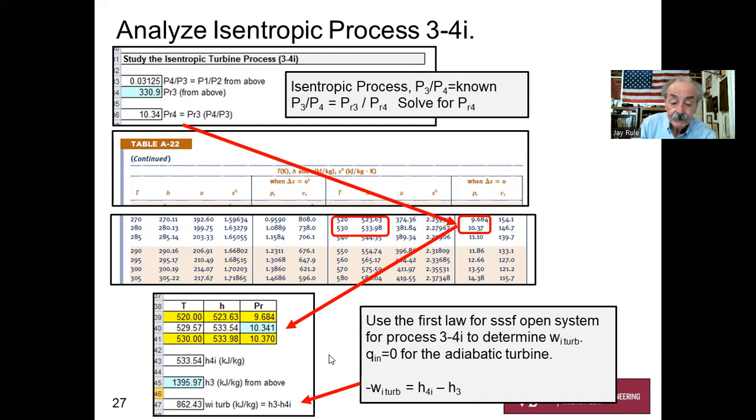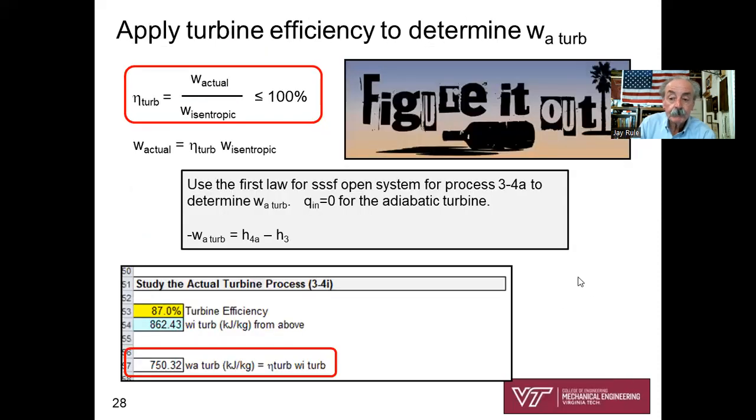862.43 is the isentropic work of the turbine. But we need W actual when we go back and look at the TS diagram. So we ought to be able to figure out the definition of turbine efficiency. Well, I'm going to expect to get less work out of an actual turbine than I would from the isentropic turbine. So the actual work is simply the turbine efficiency times the isentropic work.